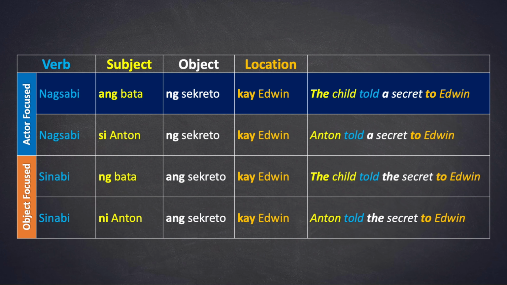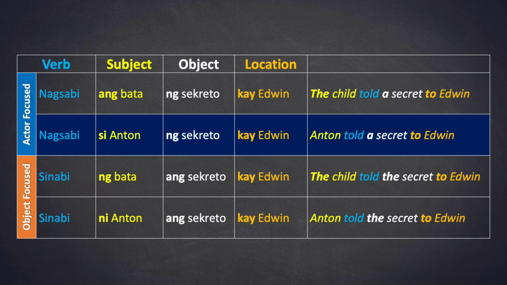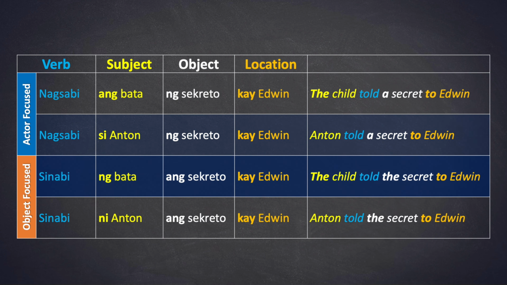Nagsabi ang bata ng sekreto kay Edwin. The child told a secret to Edwin. Nagsabi si Anton ng sekreto kay Edwin. Anton told a secret to Edwin.